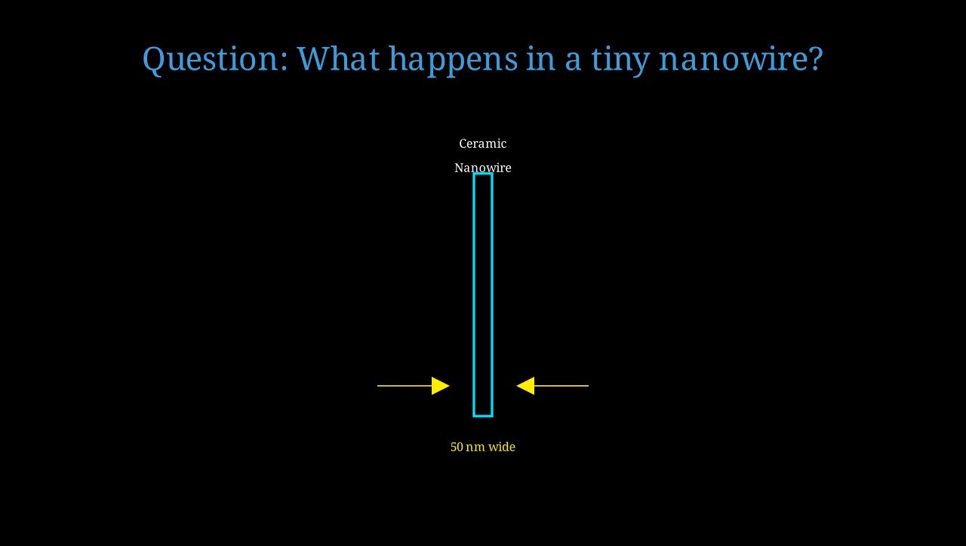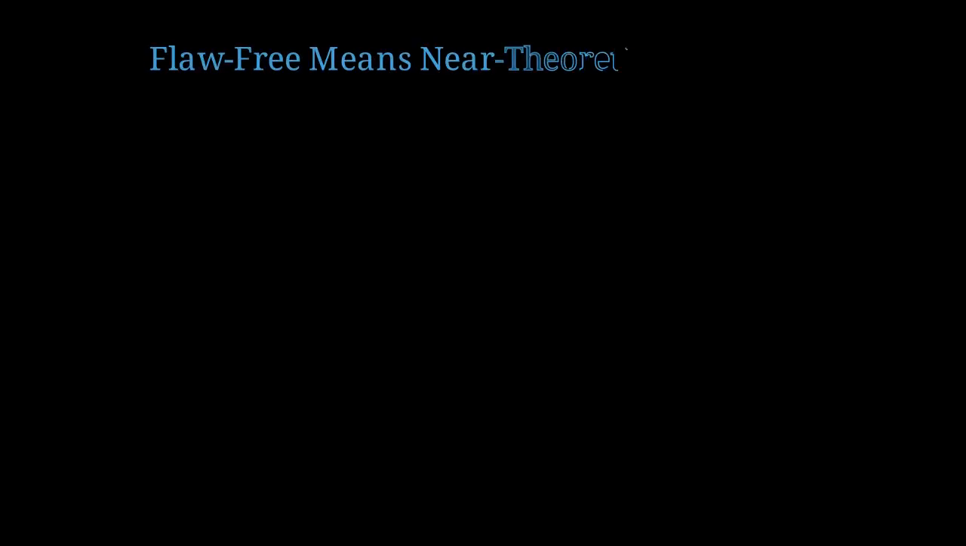Imagine a ceramic nanowire that's only 50 nanometers in diameter. The entire volume is so tiny that it's statistically unlikely to contain any large defects. The probability of finding a crack larger than a certain size drops exponentially as the volume decreases. In a nanowire, there simply isn't room for large cracks. If there are no large flaws, the material can approach its theoretical strength. And at these stress levels, something remarkable happens.